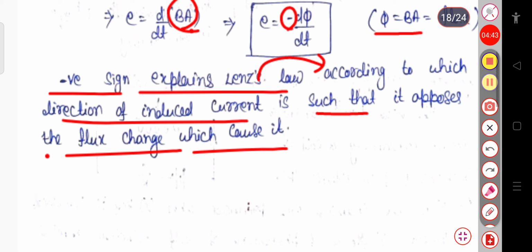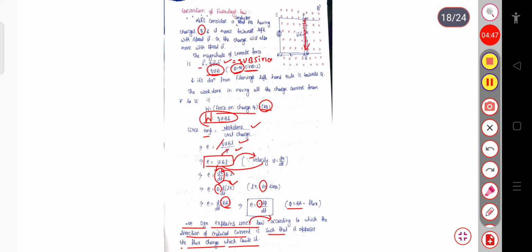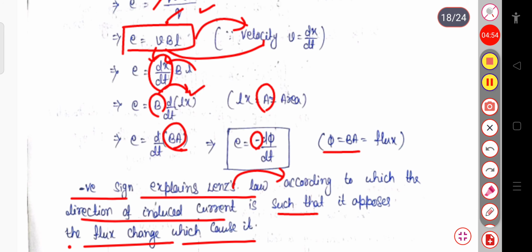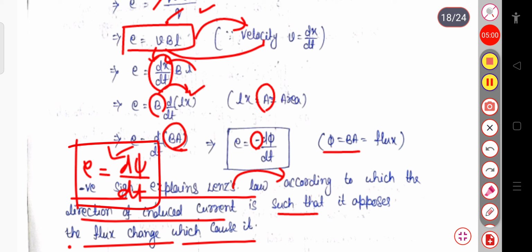So E equal to minus d phi by dt. So this is the Faraday's law. And actually this E equal to d by dt of BA, if I let E equal to d phi by dt, this is actually the Faraday's law, and if I put a negative sign, then this becomes the Lenz law. So here we are deriving the Faraday's law.